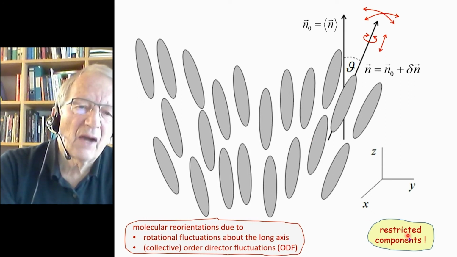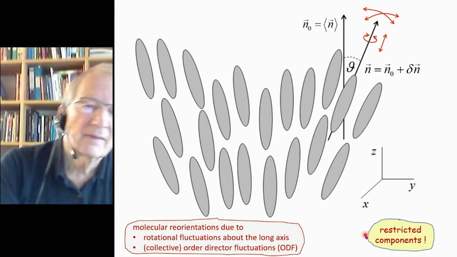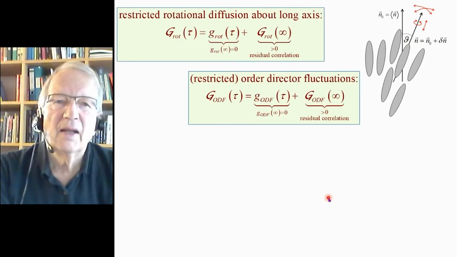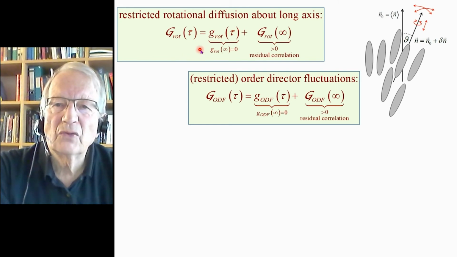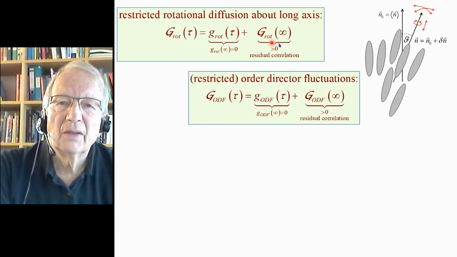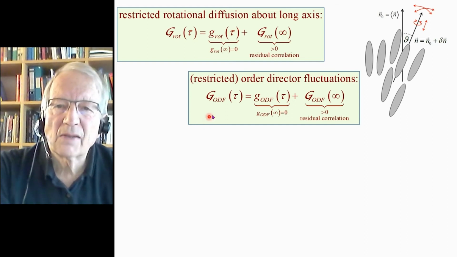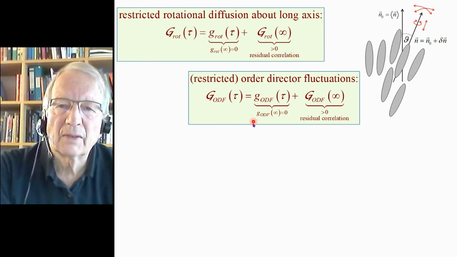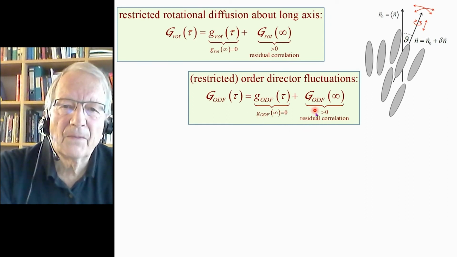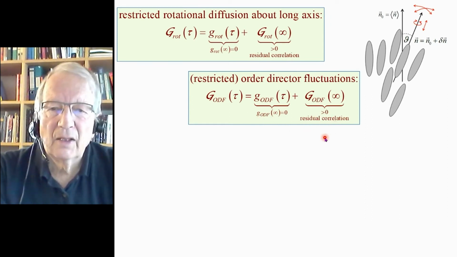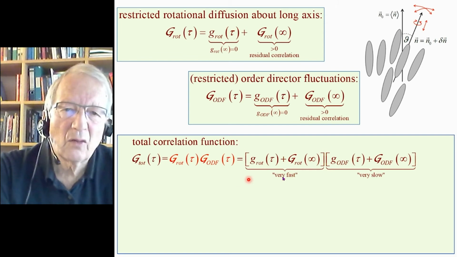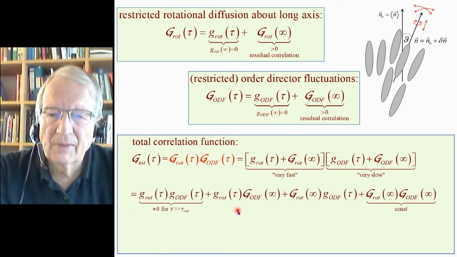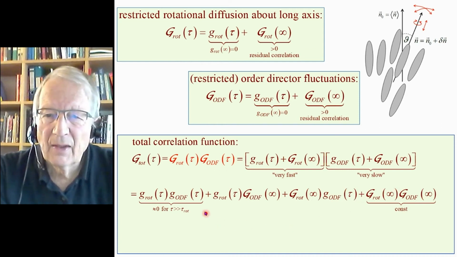Now these components are restricted, unlike the example we have just seen. They are restricted. And this means the correlation function for rotational diffusion will not decay to zero. There will be a finite residual correlation at long times. And likewise, the correlation function for order director fluctuations will also have a finite residual correlation. When we now form the product, for the total correlation function, we just have to multiply all those terms. And what we find is the following. We get 4 terms.